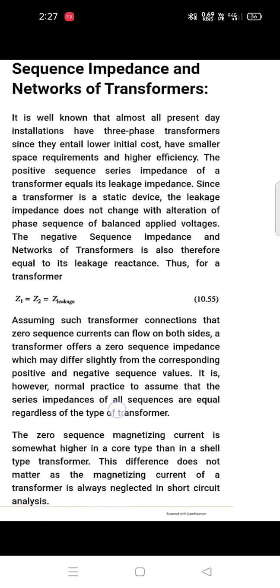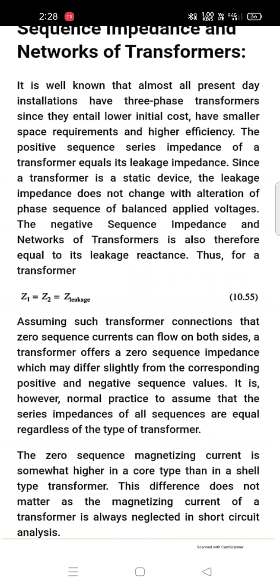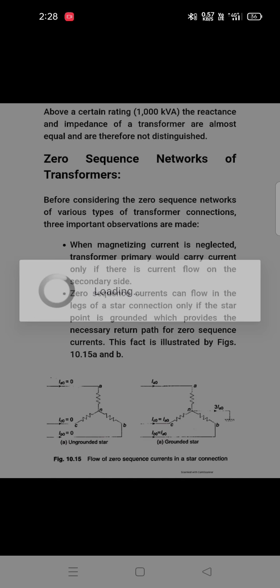So, assuming such transformer connections that zero sequence current can flow on both sides, a transformer offers a zero sequence impedance which may differ slightly from the corresponding positive and negative sequence values. It is, however, normal practice to assume that the series impedances of all sequences are equal regardless of the type of transformer. The zero sequence magnetizing current is somewhat higher in a core type than in a shell type transformer. This difference does not matter, as the magnetizing current of a transformer is always neglected in short circuit analysis.